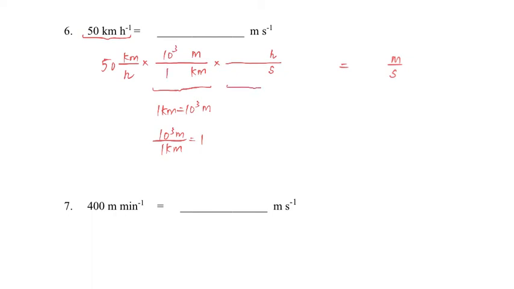For this part, 1 hour equals 3,600 seconds. And then 1 hour divided by 3,600 seconds is equal to 1. By using the calculator, we can find that the number should be equal to 13.9 meter per second, and this should be the answer.